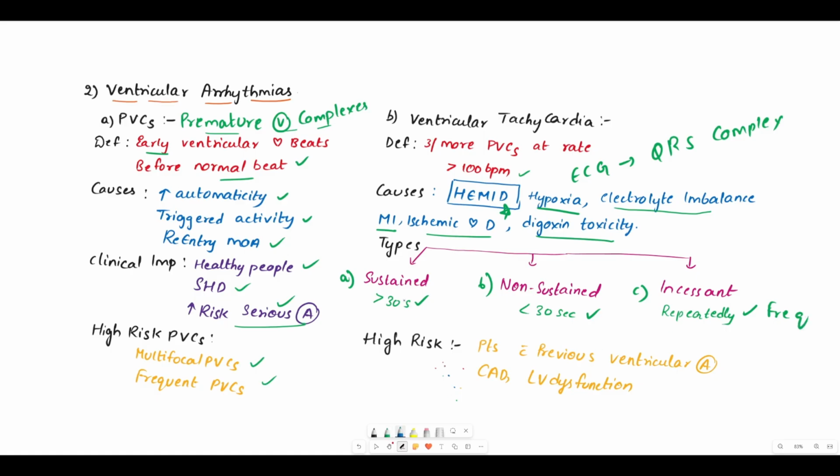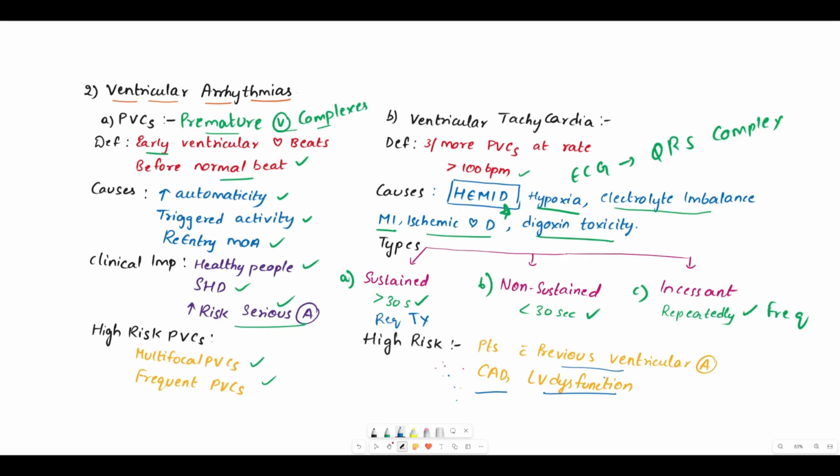So coming back to the sustained ventricular tachycardia, this sustained one will require treatment, the non-sustained one can terminate spontaneously, and this incessant one will become a dominant rhythm. And coming back to some high risk conditions, if the patient has any kind of previous arrhythmias, or a CAD condition or LV dysfunction, these kinds of patients are at high risk of getting ventricular tachycardia.